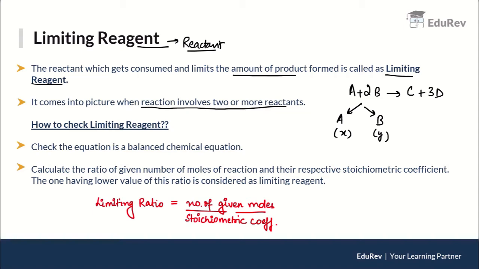So how to check limiting reagent? पहले तो आप देख लो equation balanced है या नहीं है. Then calculate the ratio of given number of moles of reactant and their respective stoichiometric coefficient. The one having lower value of this ratio is considered as limiting reagent. ठीक है, तो उस ratio को हम limiting ratio बोल देते हैं. आपको already given moles पता होंगे reactant के, उनके stoichiometric coefficient से आपको divide कर देना है. जिसका ratio कम आएगा वो आपका limiting reagent होगा.